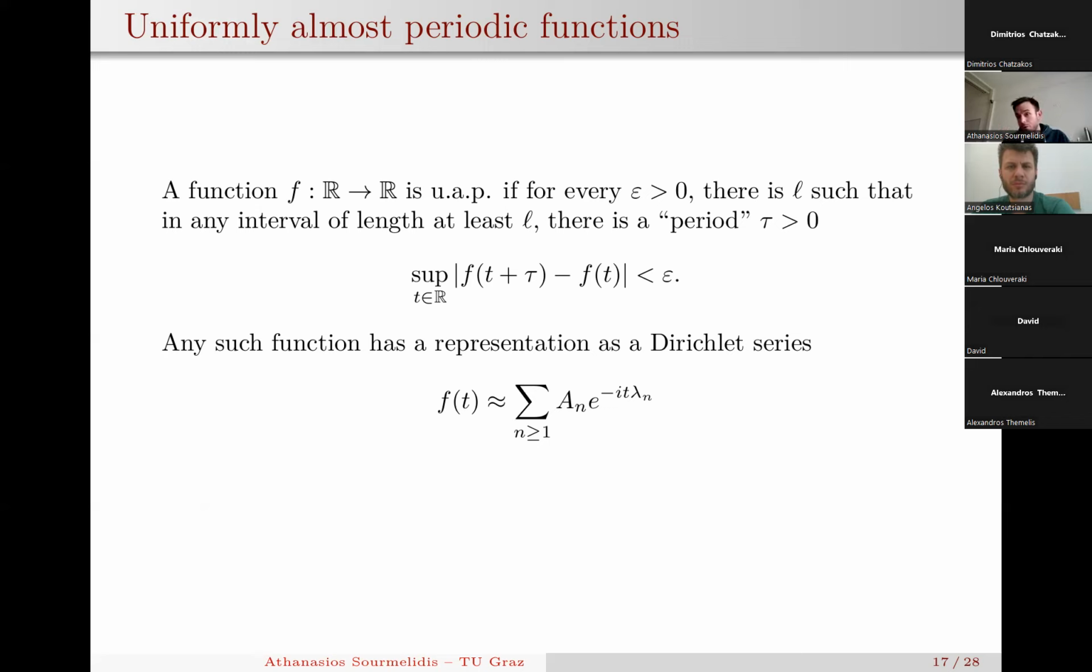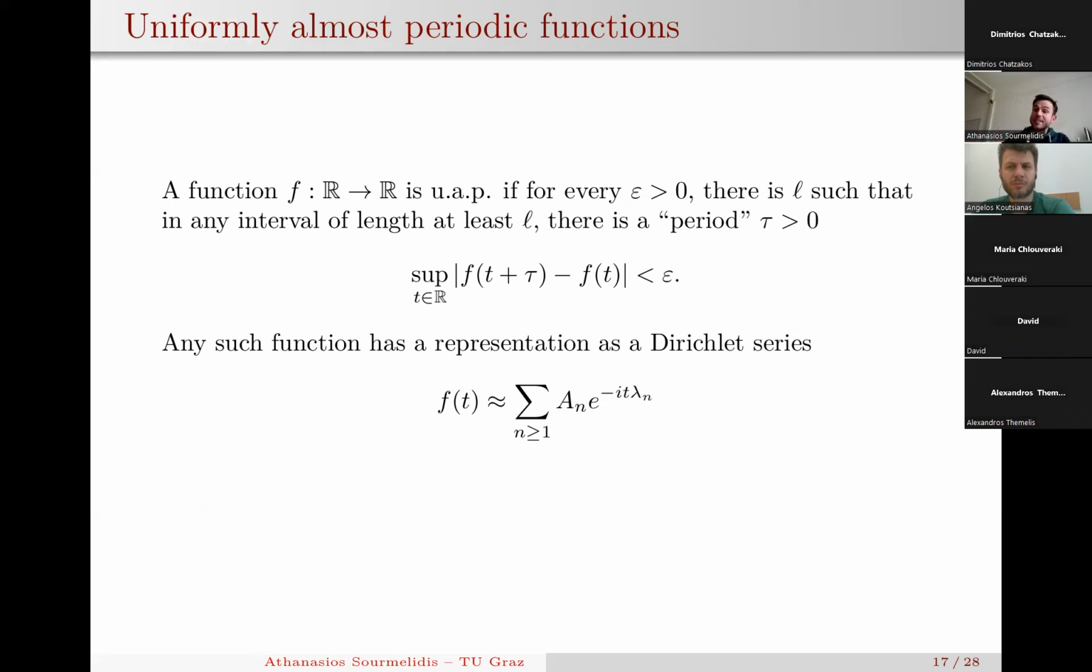And Bohr continued this investigation. He proved actually that any such function can be represented as a Dirichlet series in that way. And this is not equality. It's the same principle as a Fourier series for a periodic function. If it converges, then it's equal to f at its points of continuity. If not, then it just represents a Fourier series.